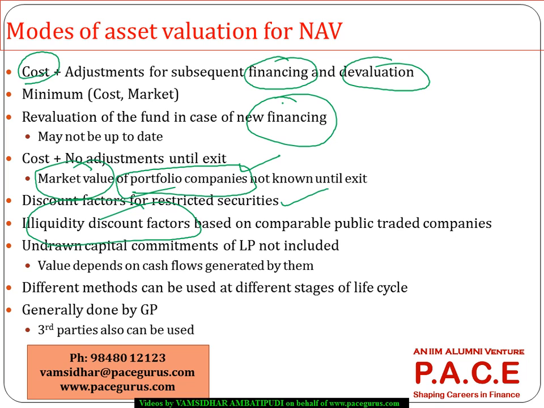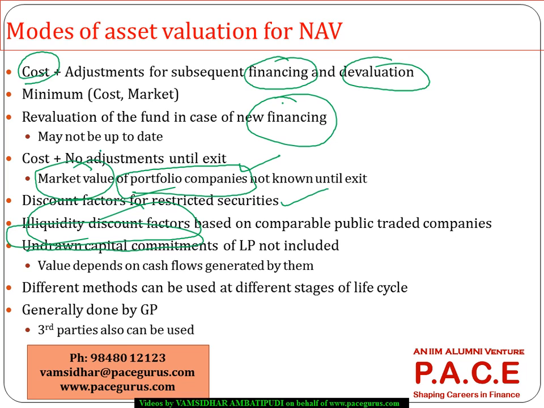publicly traded companies. And in the computation of the NAV, generally the undrawn capital commitments are not included, whereas from an LP's perspective, they are liabilities, because at any point in time the GP can draw those funds and use them for investment. So it is undrawn capital that right now is not going into the computation of the NAV. And the value of that undrawn capital depends completely on how much cash flow can be generated out of it, which is quite uncertain.